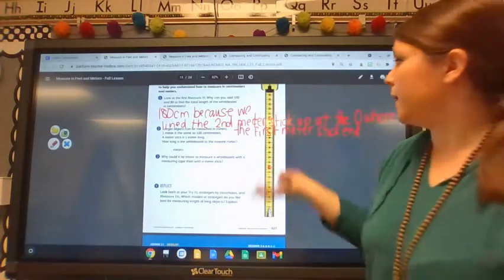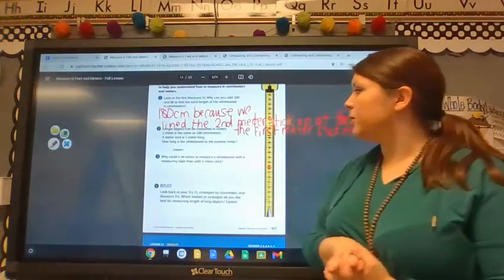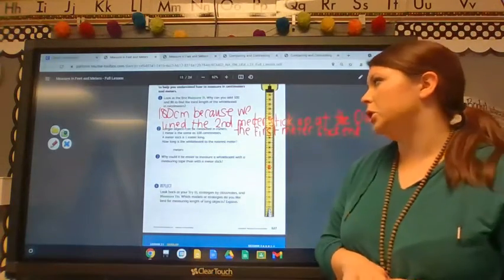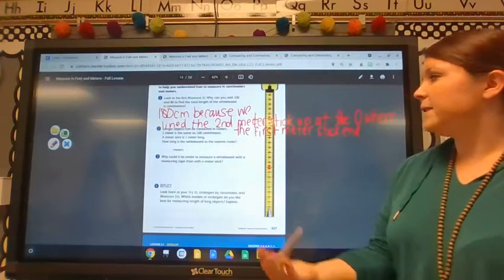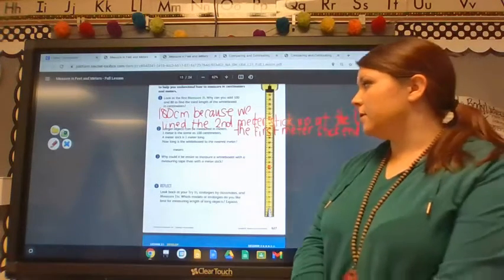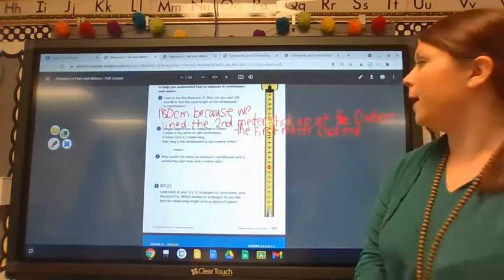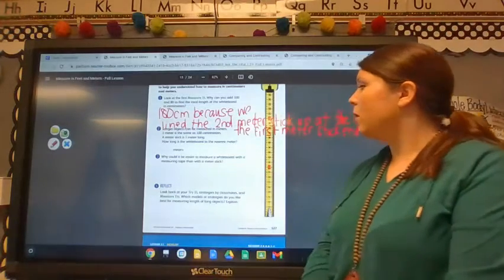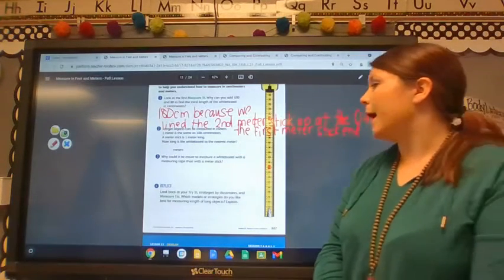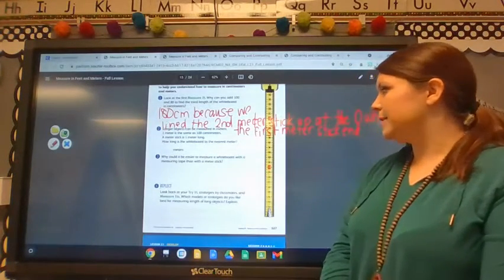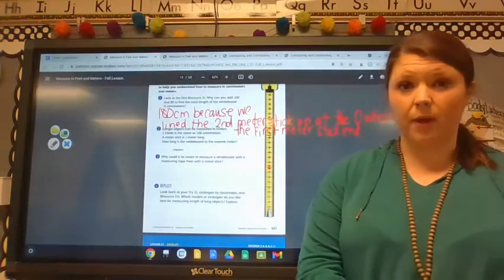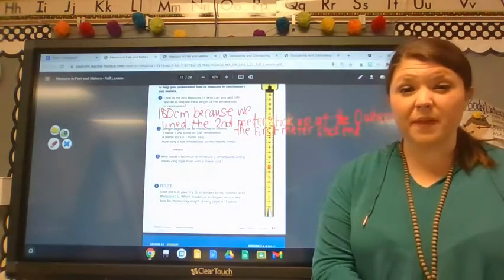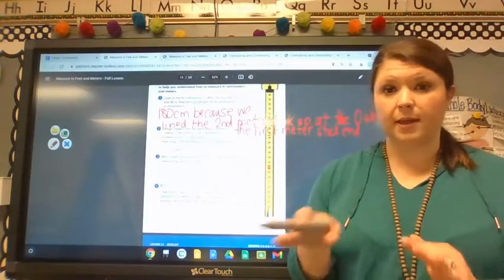All right, now let's go ahead and look at number 2. Longer objects can be measured in meters. 1 meter is about the same as 100 centimeters. A meter stick is 1 meter long. How long is the whiteboard to the nearest meter? Okay, so remember, the nearest means the closest.